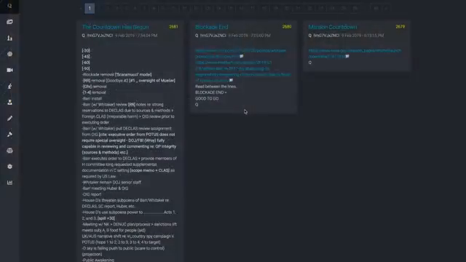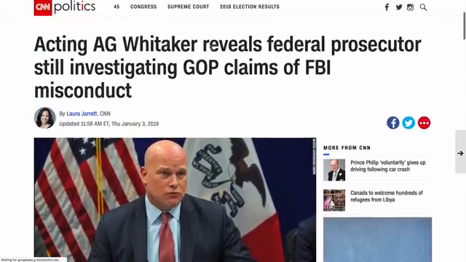Next post, 2680, Q giving us 2 links, one to CNN, one to Breitbart, saying "read between the lines, blockade end, good to go." Let's take a look at these links and then we'll talk about what Q gave us in that drop. The first one from CNN is about Whitaker, how Acting Attorney General Whitaker revealed a federal prosecutor still investigating GOP claims of FBI misconduct.